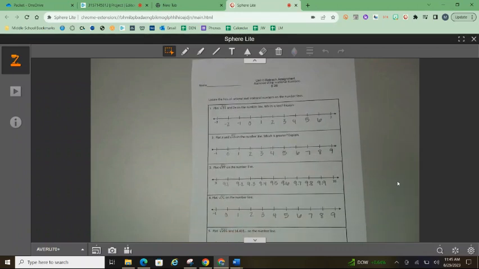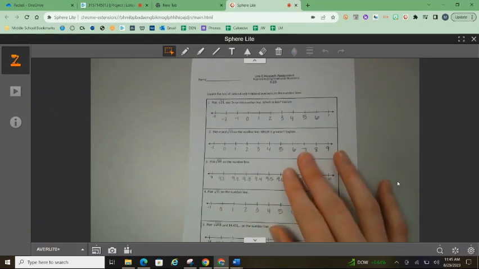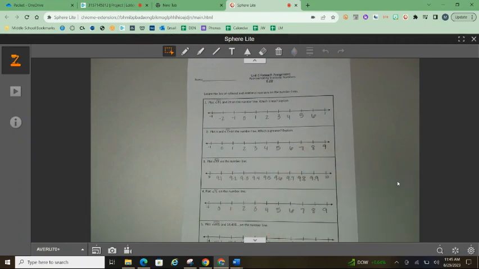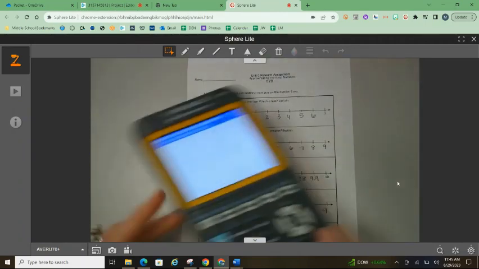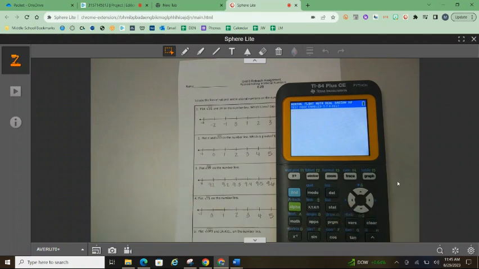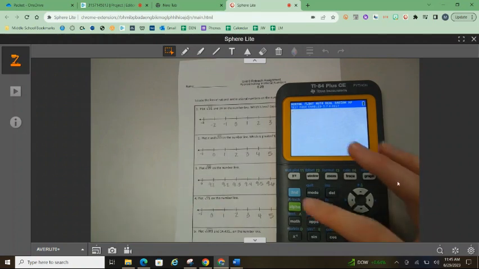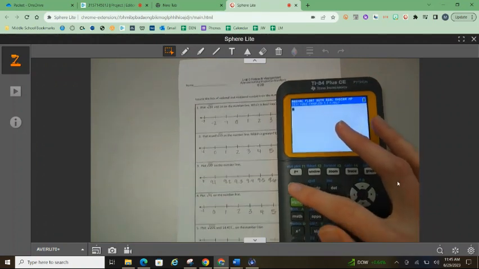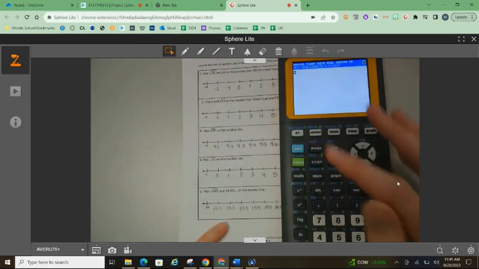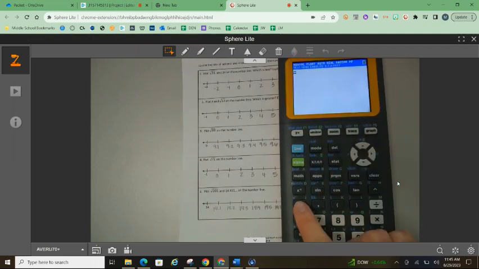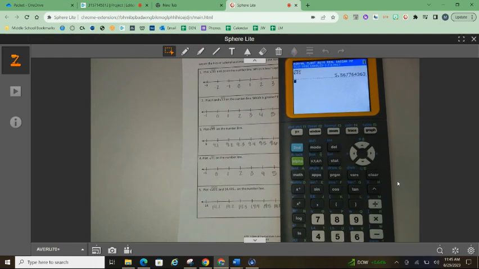Okay, for part two, we're talking about square roots. So I'm going to plot the square root of 31 and 2 pi on the number line. So in my calculator, the first thing I need to do is get the square root of 31. To get square roots, you use second, which is the blue button, and then x squared. And then I can type the square root of 31.